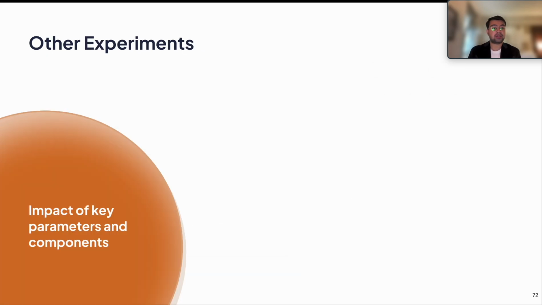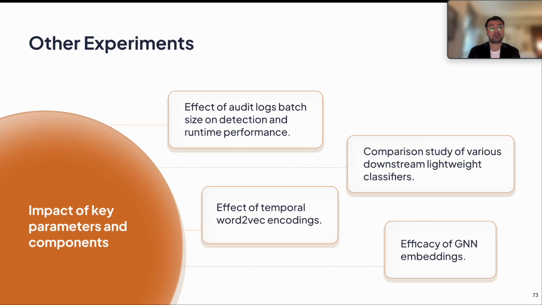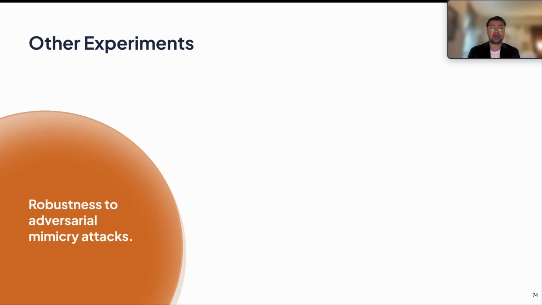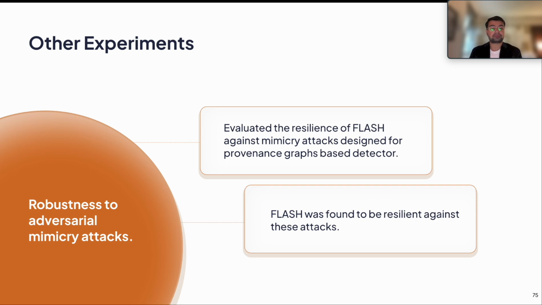We conducted many other experiments to evaluate the efficacy of our system. These include the impact of key parameters and components like effect of audit logs, batch size on detection and runtime performance, comparison study of various downstream lightweight classifiers, effect of temporal word2vec encodings, and efficacy of GNN embeddings. We also evaluated the robustness of our system to adversarial mimicry attacks, and we found that Flash is resilient to these mimicry attacks.